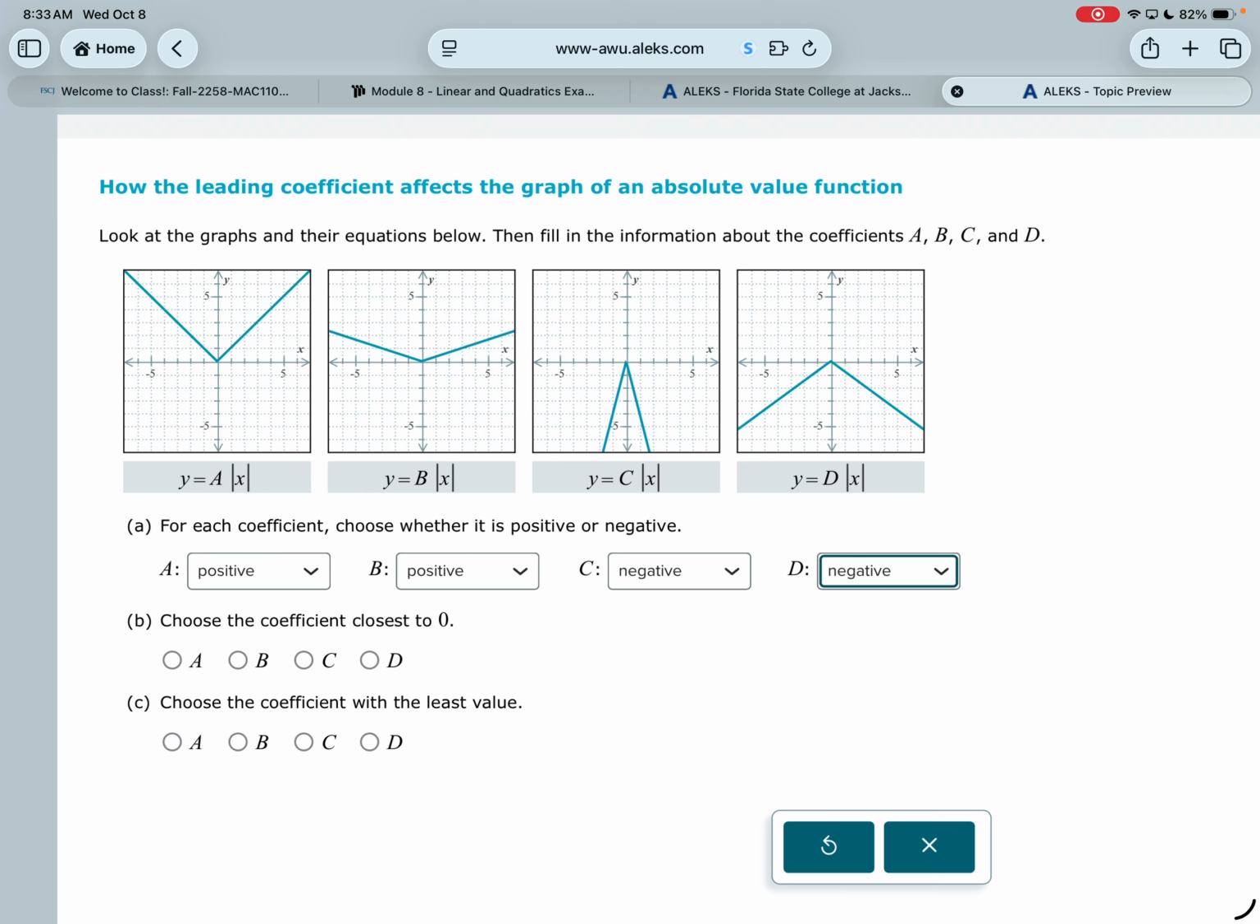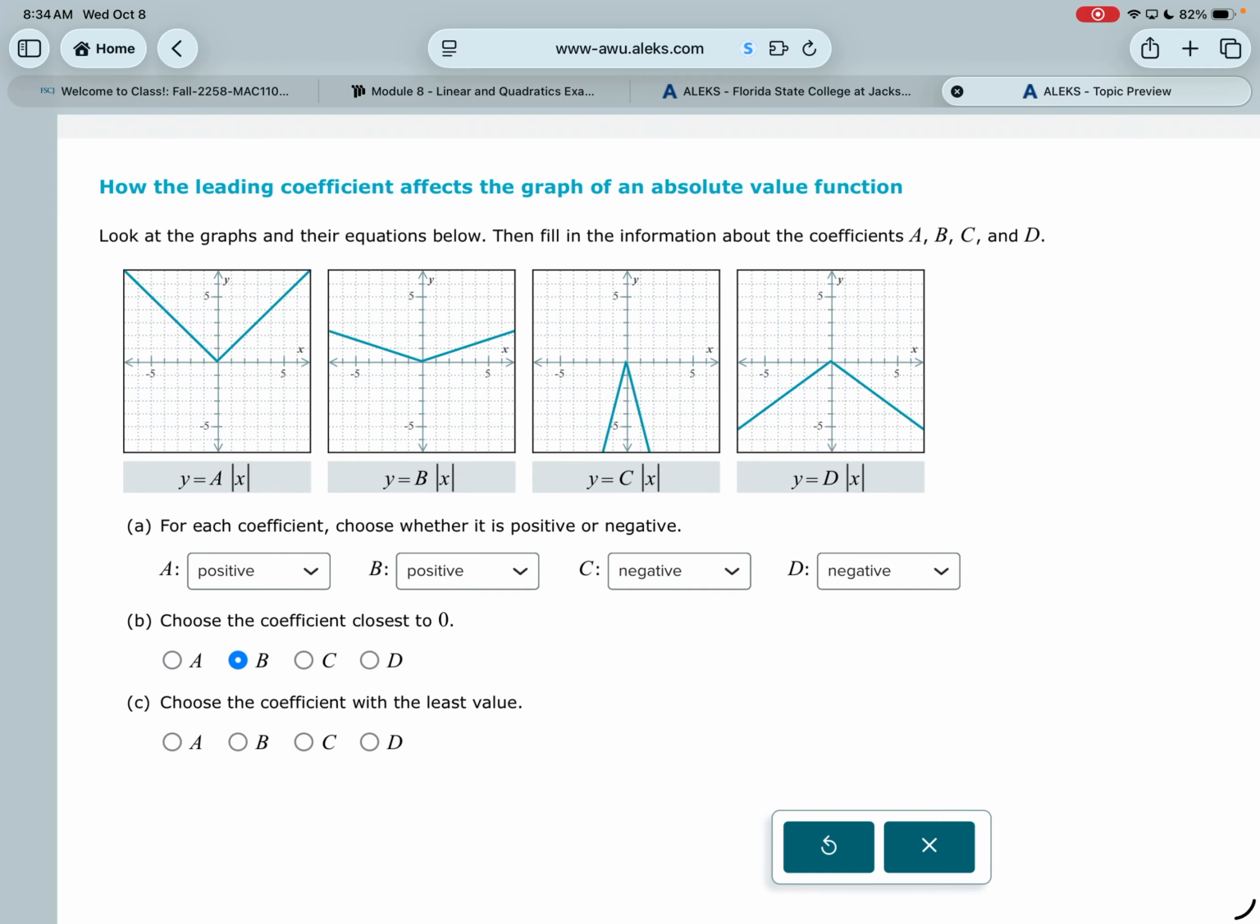Choose the coefficient closest to 0. All right. The smaller the number is, the flatter it gets, the slower it goes up. When it is a fraction being multiplied on the outside, it is vertically shrinking it. If I take my hands and push them down, it's going to go like this. So the closer it is to 0, the flatter it's going to be. So the flattest one to me is B. B is the one that is going up the slowest, so it is going to be the number closest to 0.